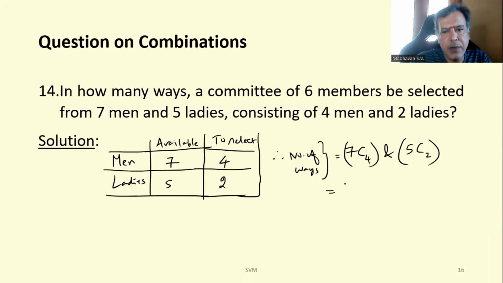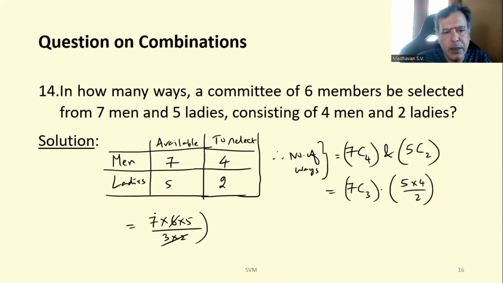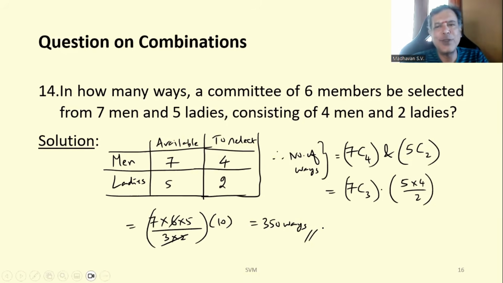Since there is an "and", we will multiply. 7C4 is nothing but 7C3, since nCr is nC(n minus r). 5C2 is 5 into 4 by 2. So that will be 7 into 6 into 5 divided by 3 into 2. Cancelling this, and then 5 4s are 20, 20 by 2 is 10. 7 5s are 35. 35 into 10 is 350 ways. So that is the solution for this.